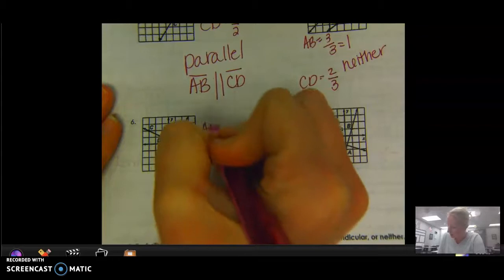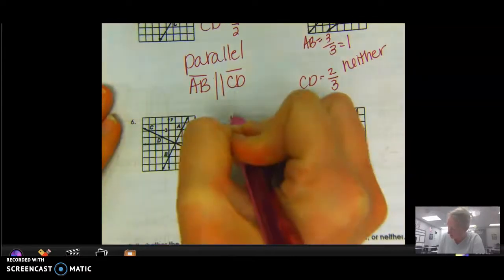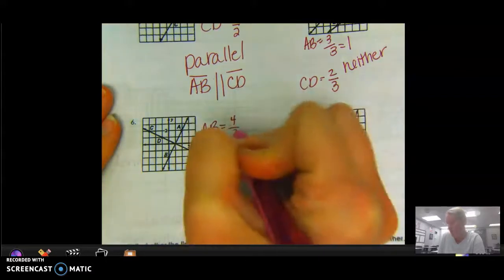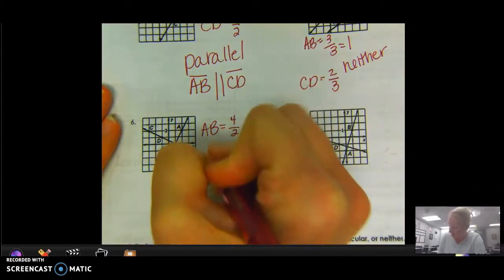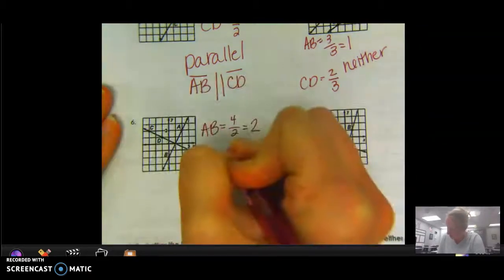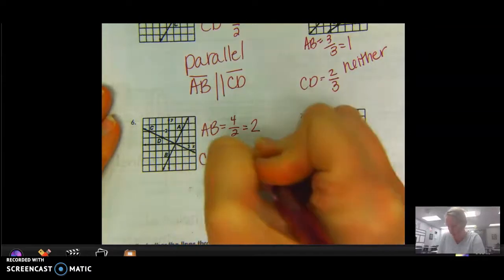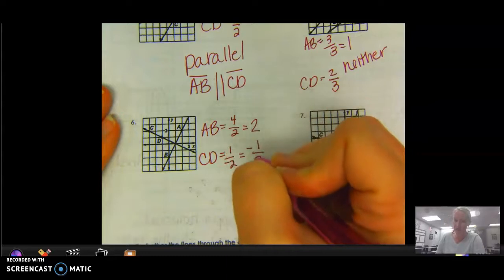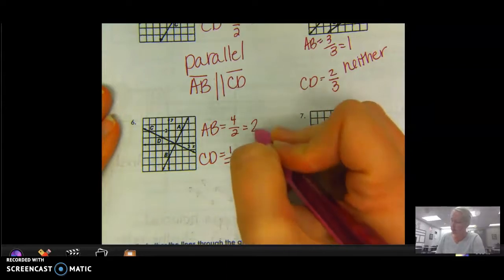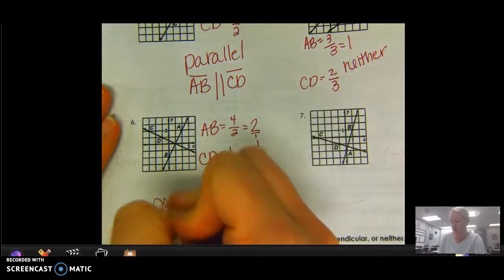Next one, AB. So B is my lower point, so I rise 1, 2, 3, 4. And I run 1, 2, which reduces to 2, or 2 over 1, right? CD, I rise 1, and then I go backwards 2, so it's a negative 2. So remember, we normally put our negative sign with the top number. So looking at these, one's positive, one's negative, and then 2 is the reciprocal of 1/2 because it'd really be 2 over 1. So these are perpendicular.